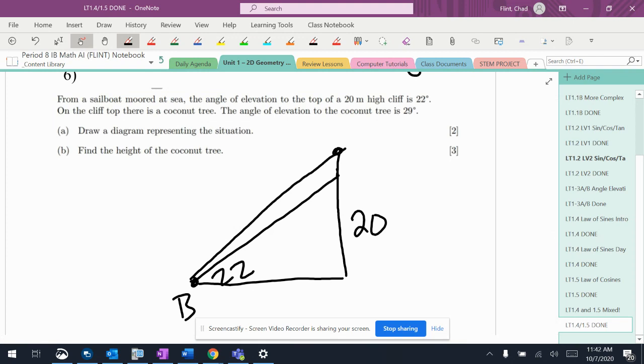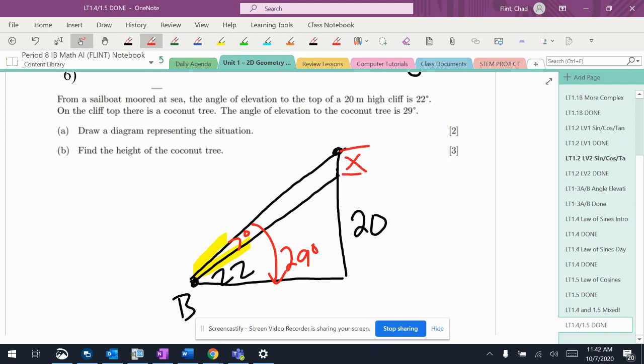Now I got to be careful here because that means that from here to here is 29 degrees. Which means that in this little sliver right here that I'll highlight in yellow, that's going to be the difference, which is 7 degrees. So that's 7 degrees right in there. It says draw a diagram representing the situation, find the height of the coconut tree. So it wants to know this right here.